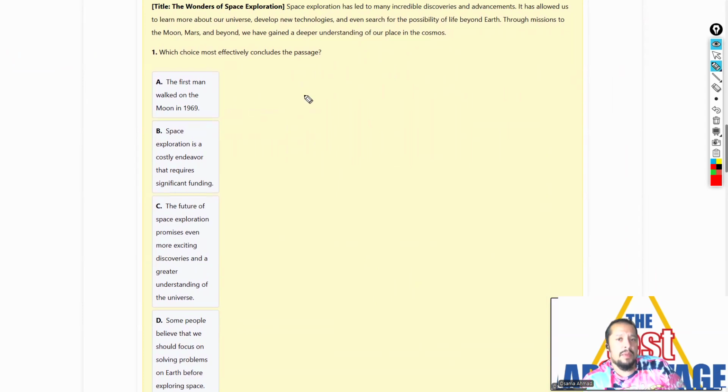Let's check out this example. Which most effectively concludes the passage. So this is a concluding sentence, right? So ده جاي هنا في الآخر. So احنا قلنا ايه هو main points that concluding sentence. It needs to be general. It needs to fit the topic. Okay, remember that. لازم يمشي مع topic في paragraph. And we also said that it needs to be no details. ابعدوا عن details, right? Space exploration has led to many incredible discoveries and advancements.